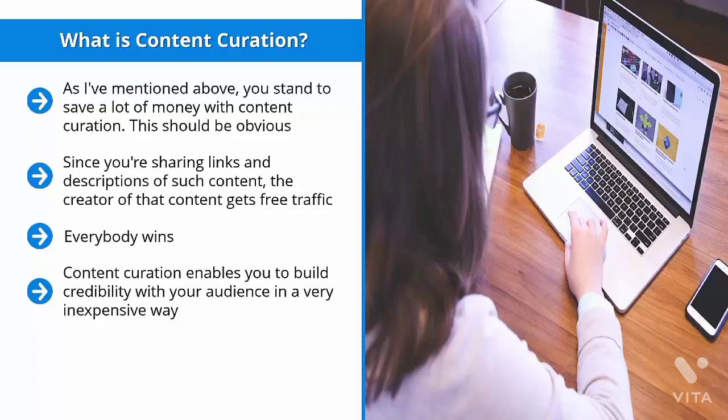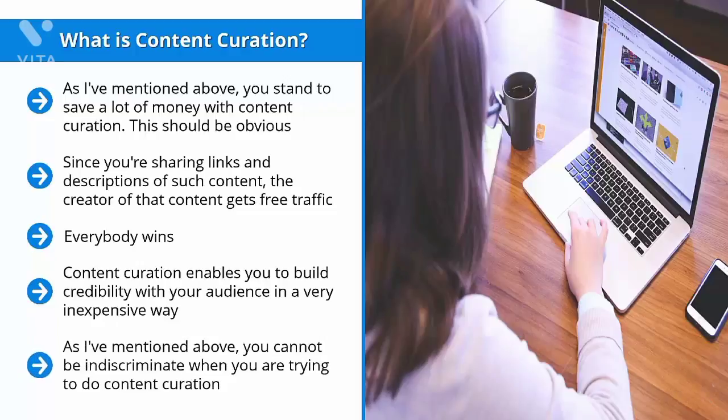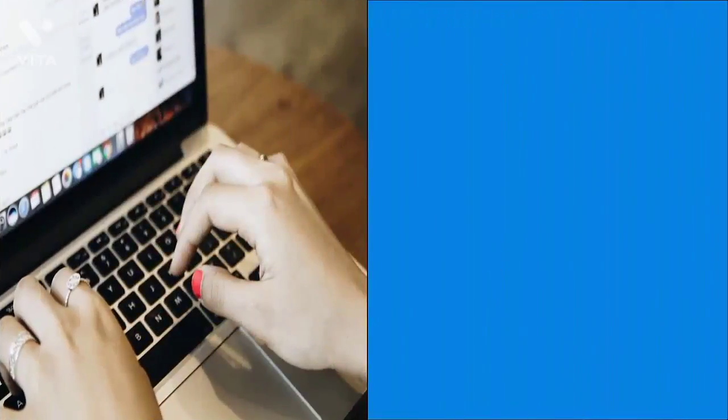The downside here is the time. Sure, you're not spending greenbacks, but you're definitely going to be spending time. As I mentioned above, you cannot be indiscriminate when you are trying to do content curation. Whatever goodwill you have built up for your brand will go up in smoke if people catch on to the fact that you are just randomly curating and spreading low-quality content that may have something to do with your niche. That's not going to cut it, not by a long shot.